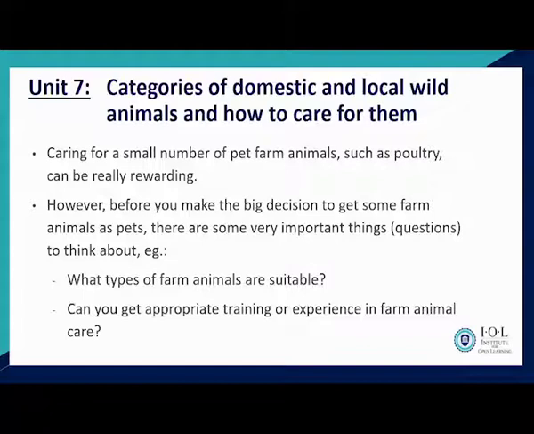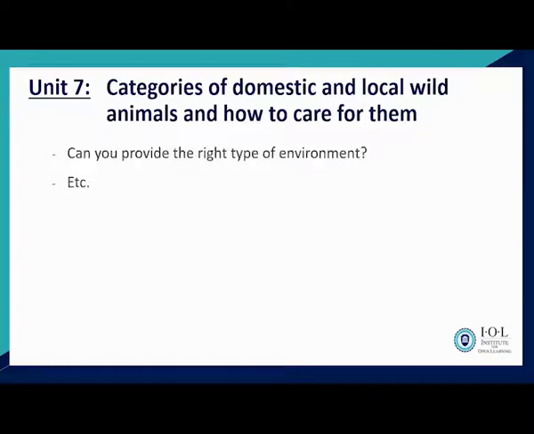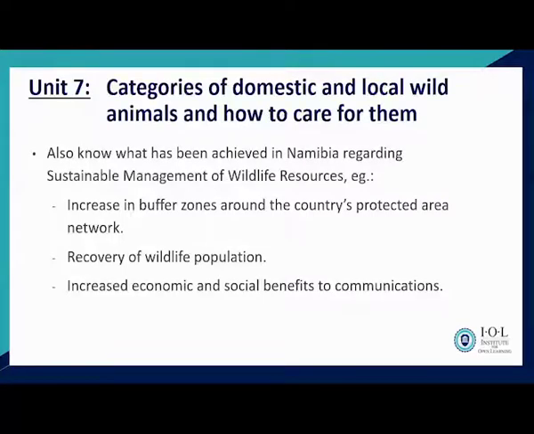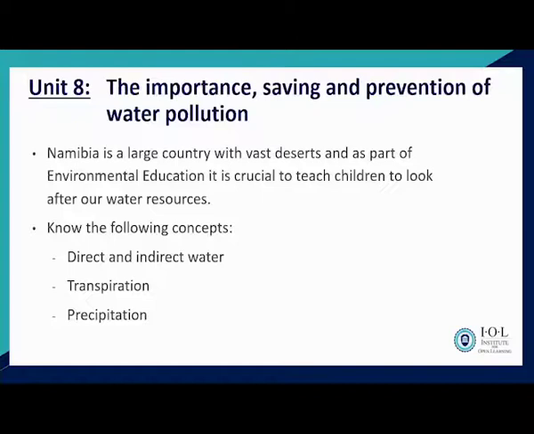For example, what type of farm animals are suitable? Can you get appropriate training or experience in farm animal care? Can you provide the right type of environment, etc.? Also know what has been achieved in Namibia regarding sustainable management of wildlife resources. For example, increase in buffer zones around the country's protected area network, recovery of wildlife population, and increased economic and social benefits to communities.